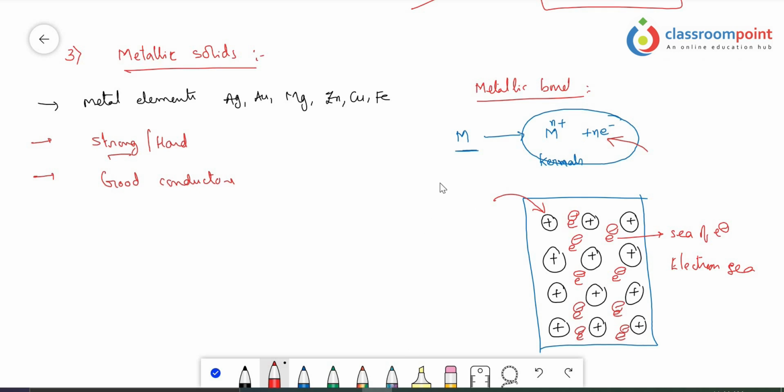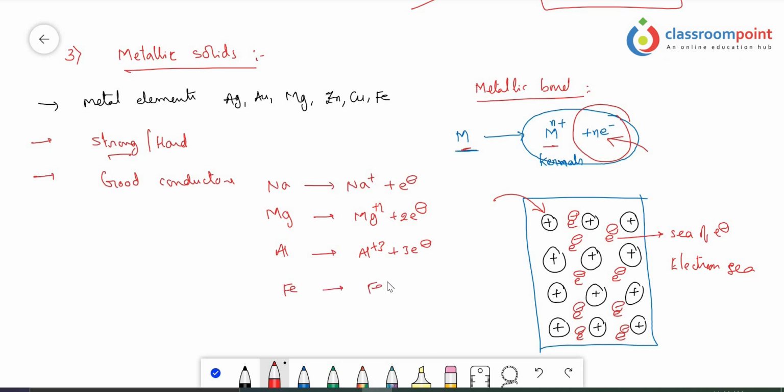What is the reason? The reason is very easy. The strength of the metal depends on the electrons given by the metal during the formation of its metal ion. See, if you take sodium, sodium gives only one electron and forms Na+. If you take magnesium, magnesium forms Mg2+ by losing 2 electrons. When you take aluminum, aluminum forms Al3+ by losing 3 electrons. And if you take iron, iron can easily form Fe6+ by losing 6 electrons.